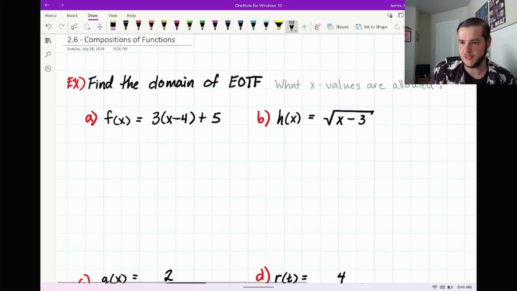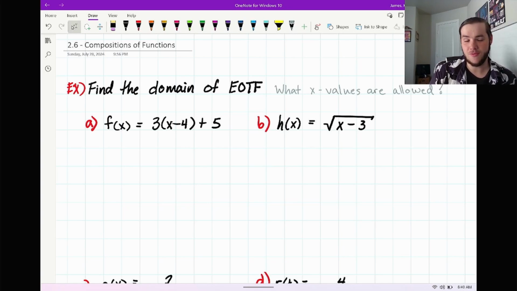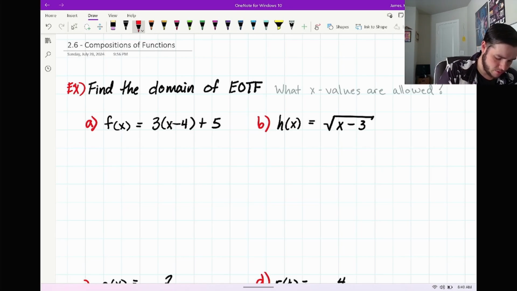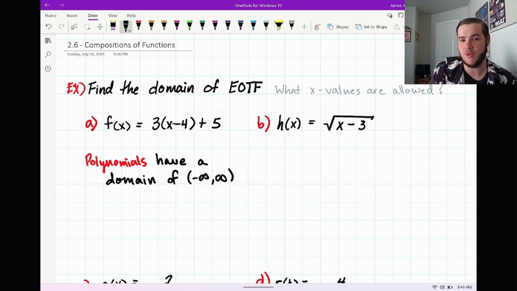Oh, and my head is in the way. What x values are allowed? Well, in the first one, I can plug anything in, so it's kind of misleading. In general, polynomials have a domain of all real numbers, because I can plug in any x value without an issue.